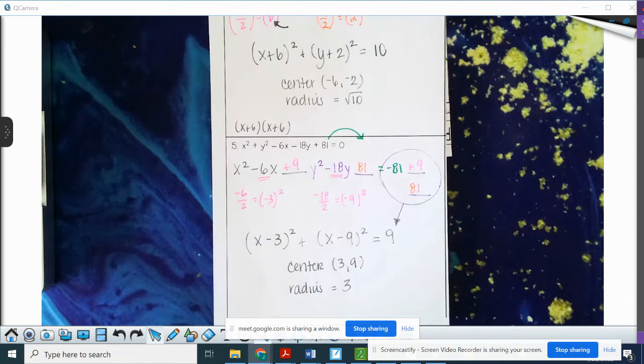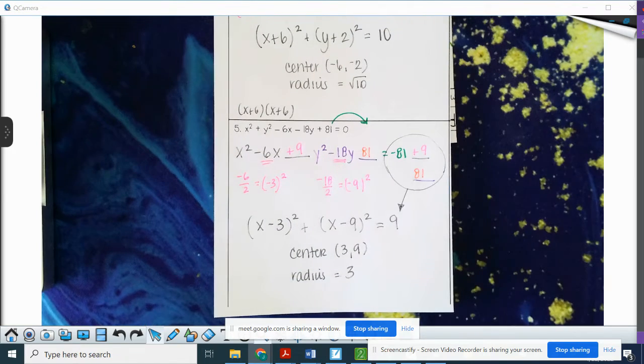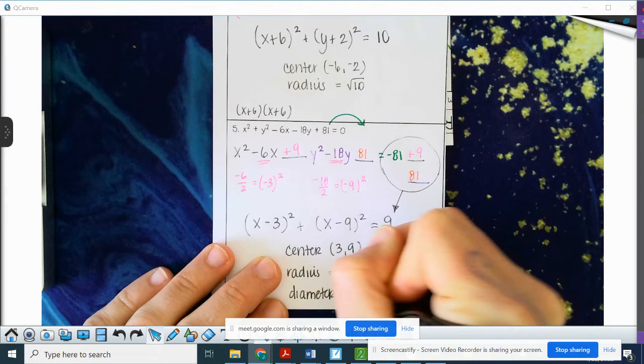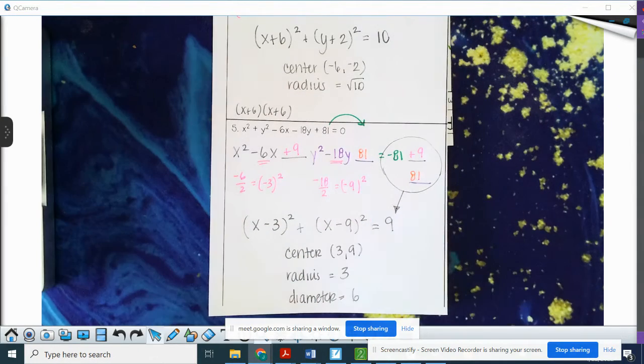Now, because that's a nice, neat number, diameter is 2 times the radius, so that's going to be 6. Or if they give you the diameter, then half it to get your radius, because you do need radius to write the equation, because that number squared is what goes on the end.